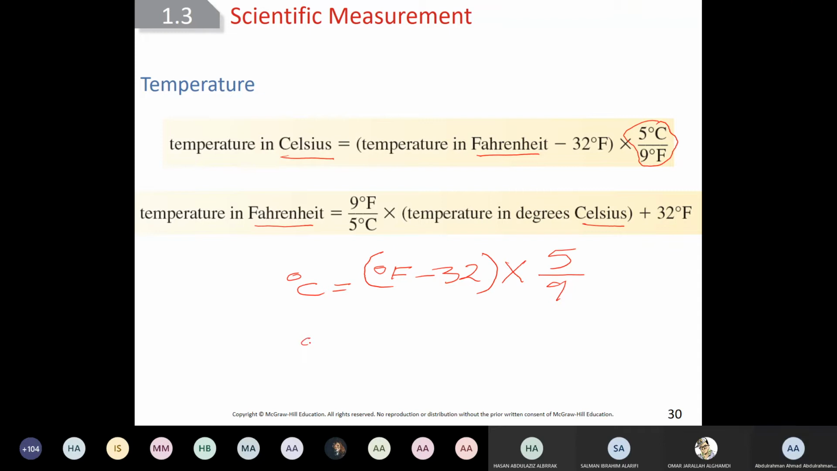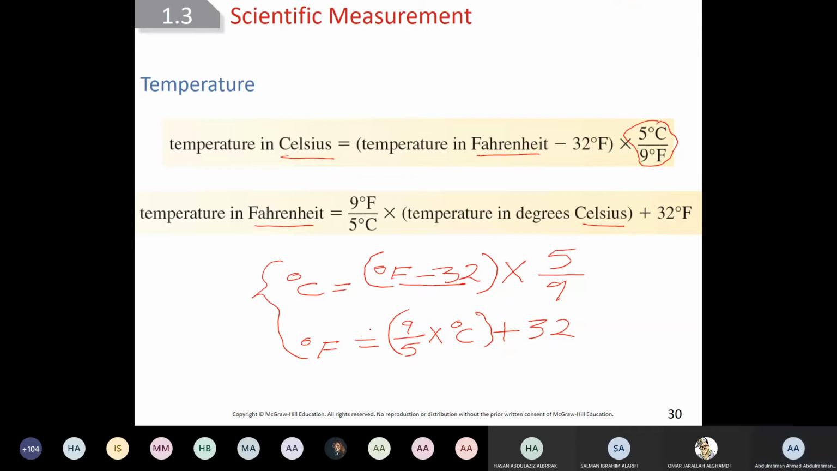How about if I have Celsius and I want to change to Fahrenheit? It's actually degree F equals 9 over 5 times degree C only, and the whole thing plus 32. Is this clear? So in the first one, we subtract 32 from the Fahrenheit first, and then multiply by 5/9. But if I want to change from centigrade to Fahrenheit, I first multiply by 9/5 and then add 32. I want you to memorize this relation extremely well. Write them, we'll solve a problem right now.